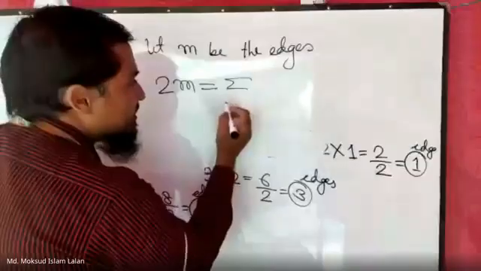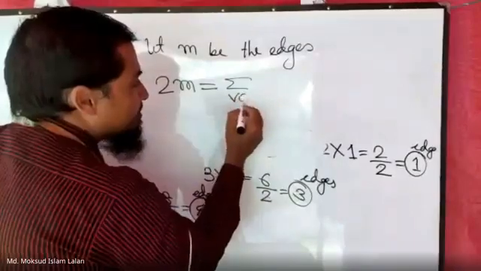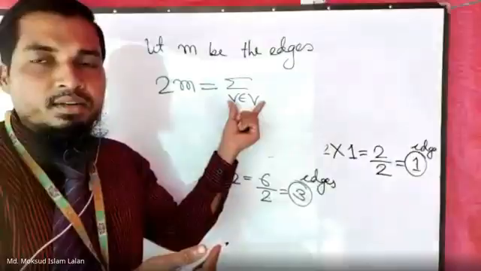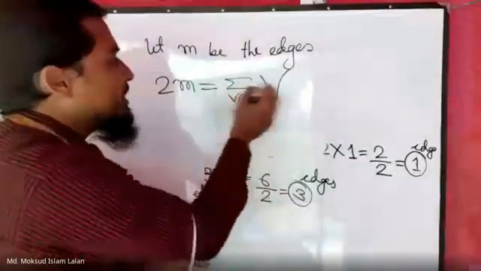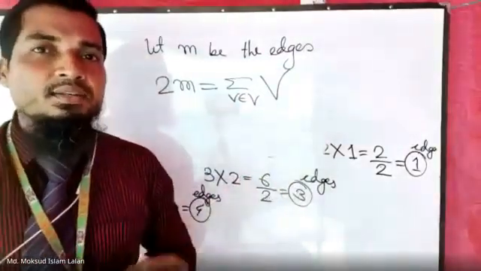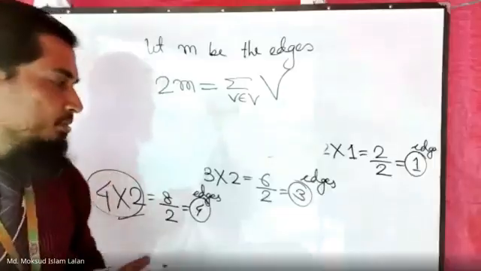So what you are doing actually is the sum over all vertices, I mean all vertex, right? So you need to sum each and every vertex. Do you understand? Yes, I understand, sir. Have you understood or not?